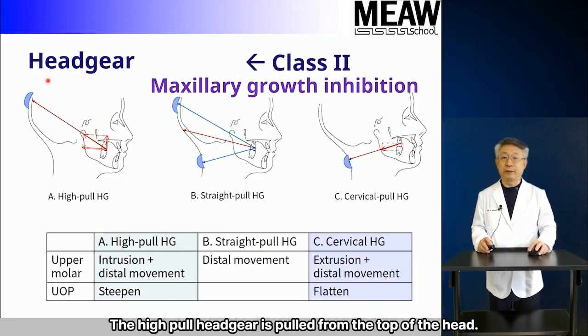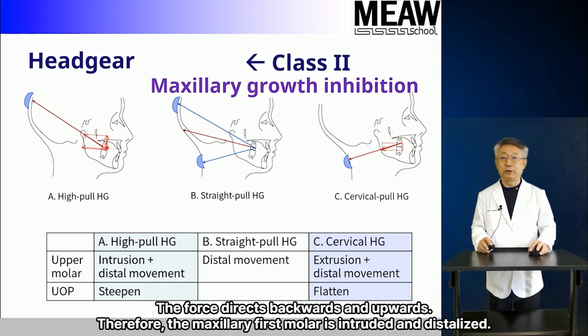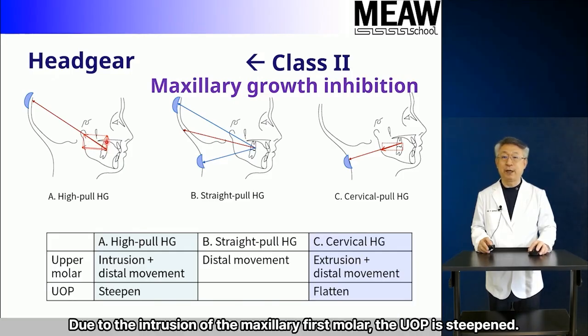The high-pull headgear is pulled from the top of the head. The force directs backwards and upwards. Therefore, the maxillary first molar is intruded and distalized. Due to the intrusion of the maxillary first molar, the UOP is steepened.